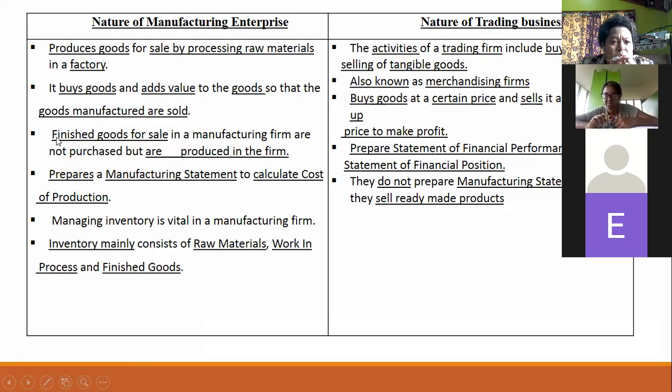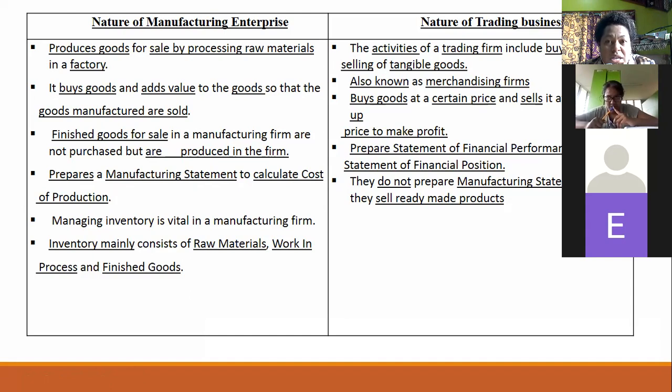Now, finished goods for sale in a manufacturing firm are not purchased, but are produced in the firm. Now, a manufacturing enterprise prepares a manufacturing statement. Pay attention to this. They prepare the manufacturing statement to calculate cost of production. That is the sole purpose of the manufacturing statement, to calculate cost of production.